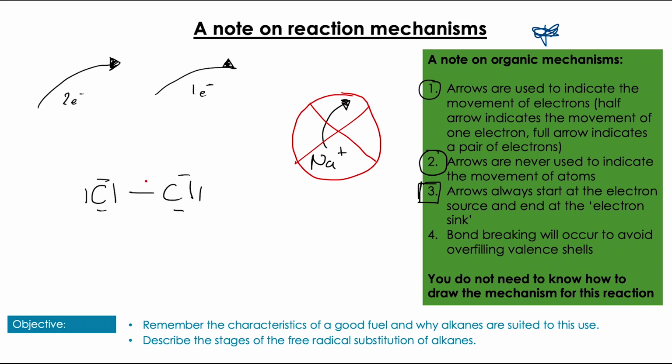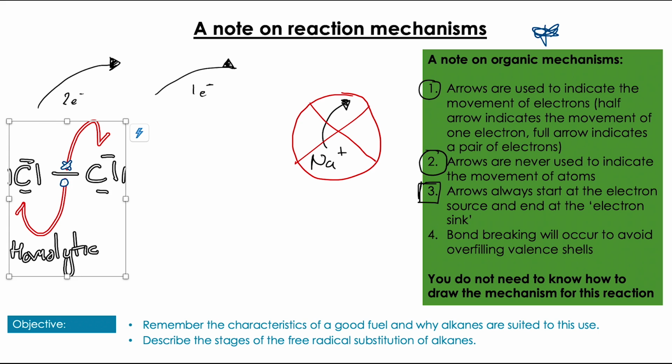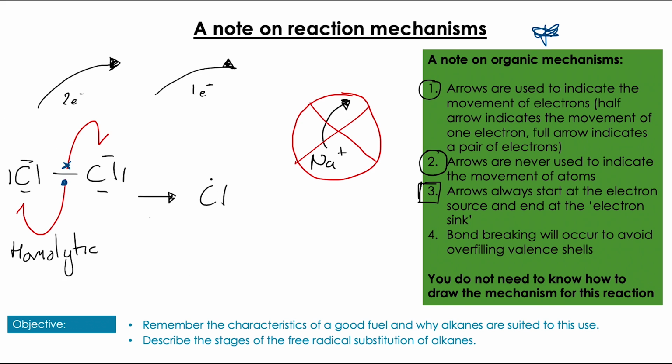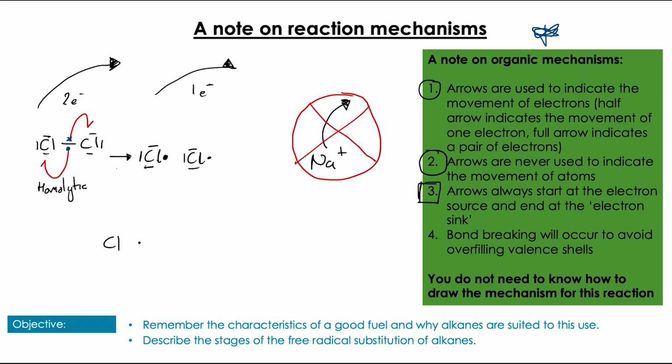So let's take a look at the breaking of this bond here. So what is this showing? Well, this is showing that we have 2 electrons in the bond, and one of them is going to jump off and sit on one chlorine atom, and one of them is going to jump off and sit on the other chlorine atom, which is going to leave us with 2 of these chlorine radicals. And that's what we call a homolytic split, because homo means same, so each atom got the same number of electrons.